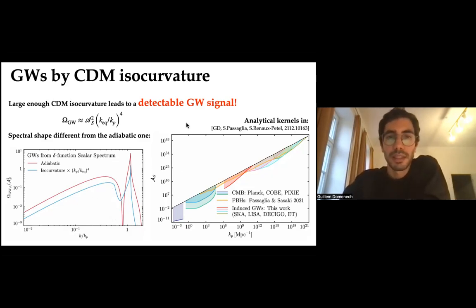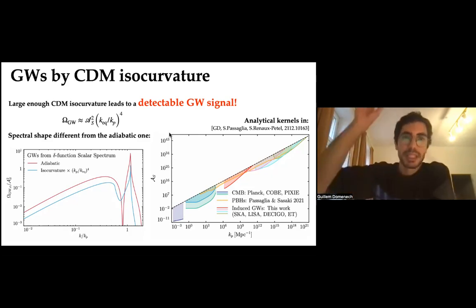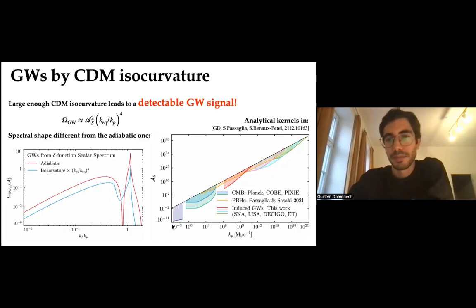So you can ask the question, what is the amplitude of isocurvature fluctuations that we could constrain in the future? This is the amplitude of the peak in the isocurvature fluctuations and the wave number in megaparsec inverse. Of course, you can constrain using the CMB now, and the constraint is quite tight. It has to be 10 to the minus 10, 11, so 1% of the adiabatic ones. You have a mu distortion constraints, and then you have the constraints by future gravitational wave detectors.